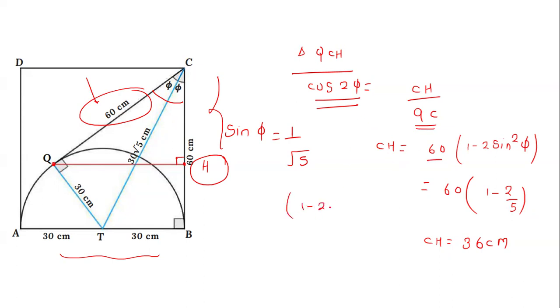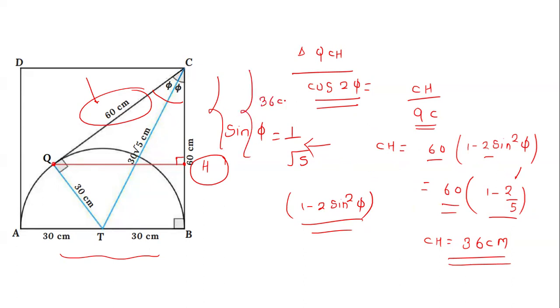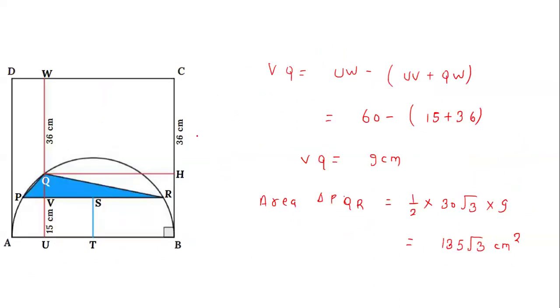So cos 2 phi we can write as 1 minus 2 times sine square phi. Sine phi value we know is 1 by root 5. So its square will be 1 by 5 and multiplied by 2 it will come like 2 by 5. And 1 minus 2 by 5 will come like 3 by 5. If you multiply by 60 then the answer is 36 centimeter. So this whole distance CH is 36 centimeter.